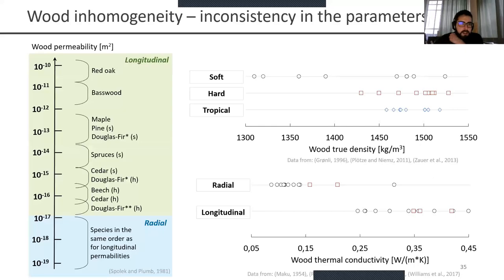A few words about the wood inhomogeneity. There is quite a difference in the true density. This one is dependent on the biocomposition. So as we can see, softwood and hardwood can differ very strongly in the case of the true density parameters that we apply initially. Also, there is quite a wide range of thermal conductivity that can be applied in radial and longitudinal direction.